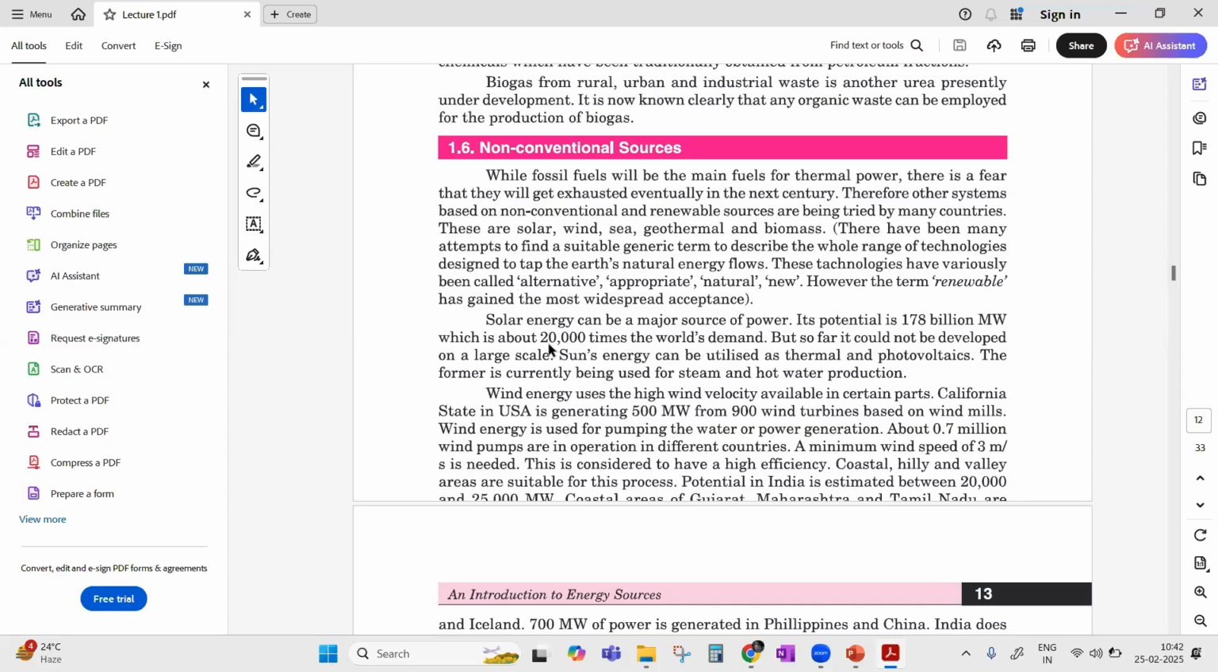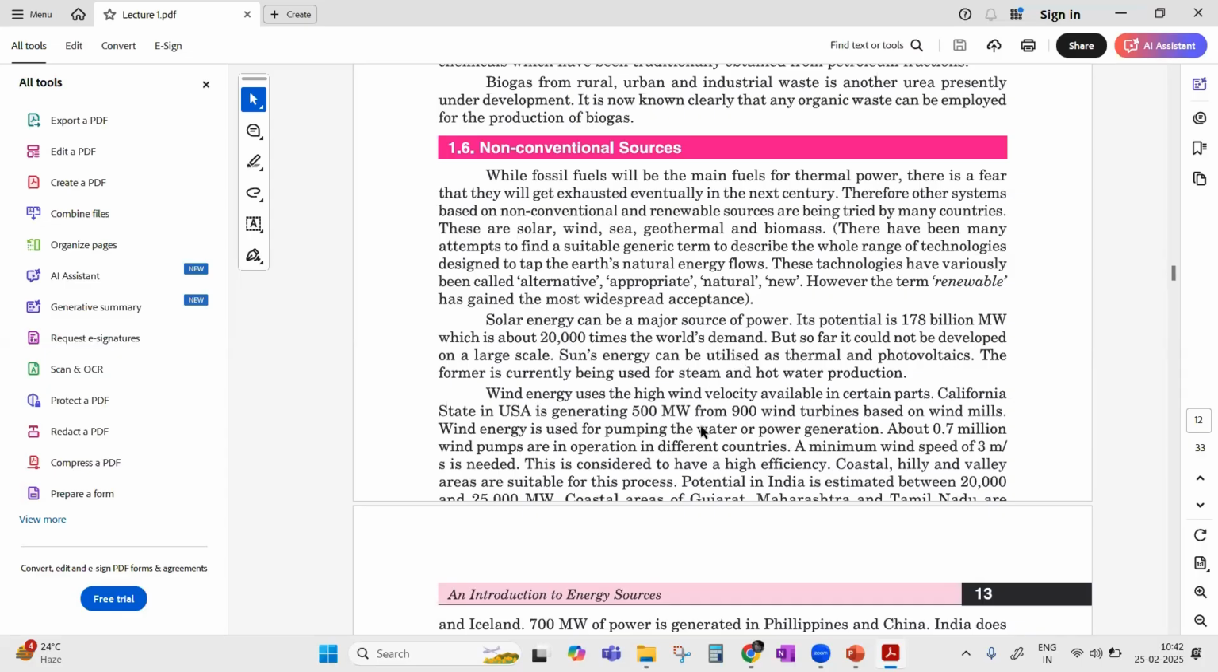Okay. So the potential for us is 170 out of the total solar energy that is available for us. We can generate 178 billion megawatts of energy if we can utilize all the solar energy effectively. But we don't have proper conversion technologies or proper sources to utilize all this solar energy.